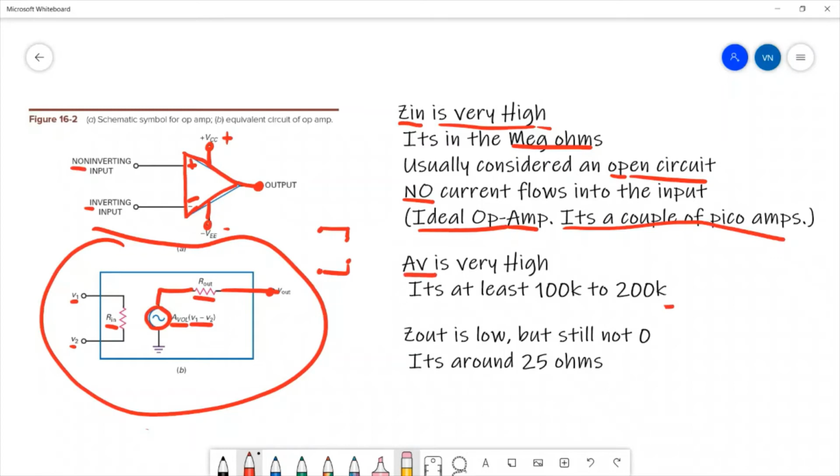The gain factor, well, that's very high. How high is very high? It's someplace between 100K to 200K or more. Those are on the low values. Z out, the output impedance, is low, but it's still not zero. You can expect an output impedance to be about 25 ohms when we're not using feedback.